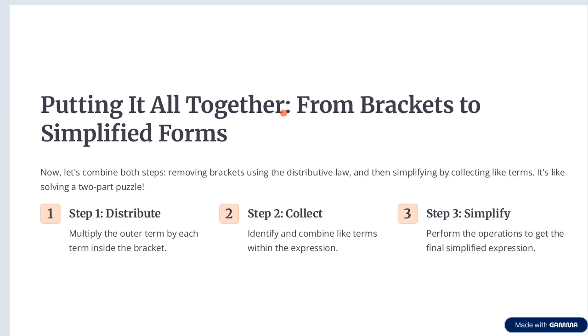So putting it all together, from brackets to simplified form. Let me know if you can hear me. I can hear you. All right. The first step is to distribute: multiply the outer term by each term inside the bracket. We have done that, right? Yes. Step 2 is to identify and combine like terms within the expression. Have we done that? Yes, we have. Step 3 is to simplify, which is to perform the operations to get the final simplified expression. Even though we have done that, we are going to do it more.